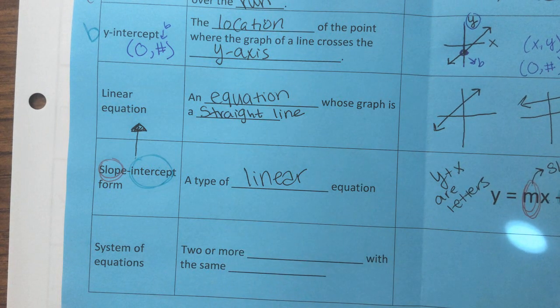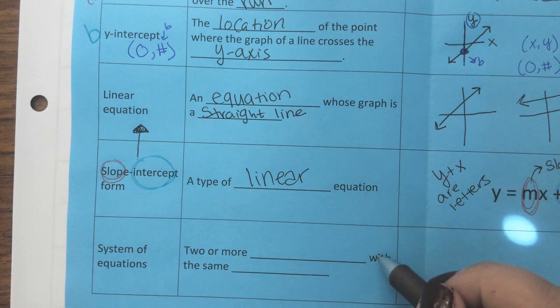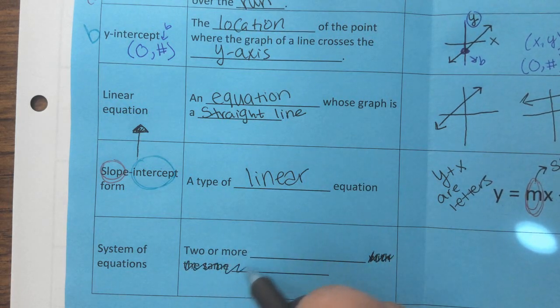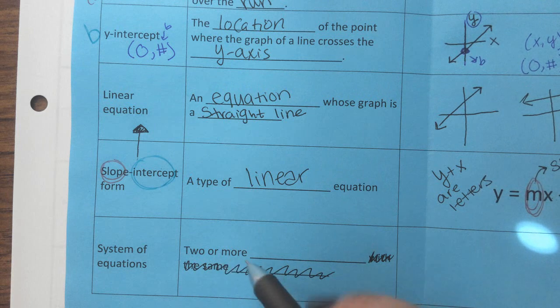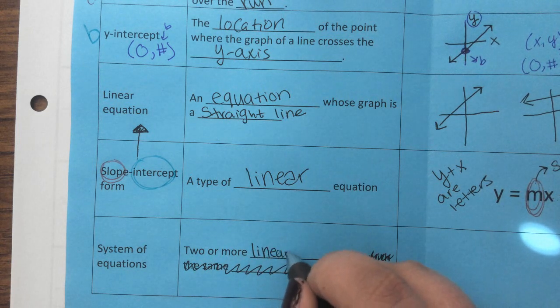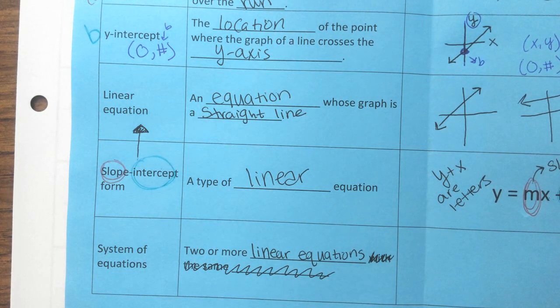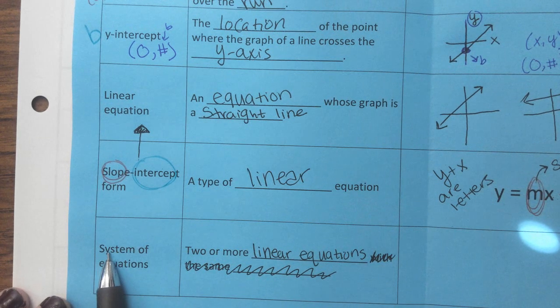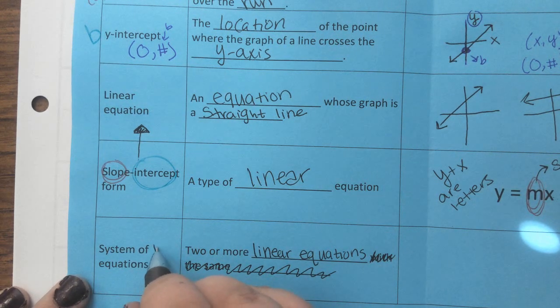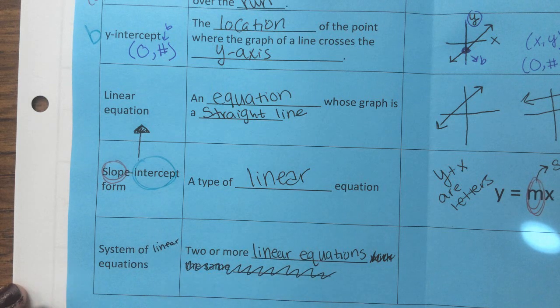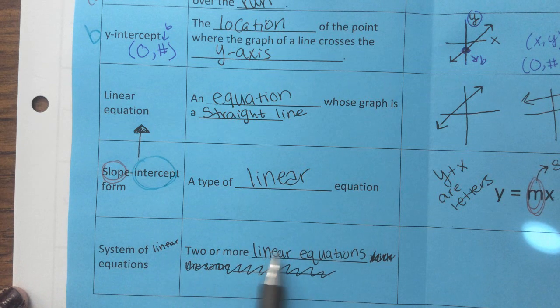Let me pause this video real quick. Sorry. Okay, I'm sorry. I want to change the wording of this so you can cross out the "with the same blank." I just want to say two or more linear equations. And I want to add a word in system of equations before equations: write linear, so this is a system of linear equations. A system of linear equations is two or more linear equations.